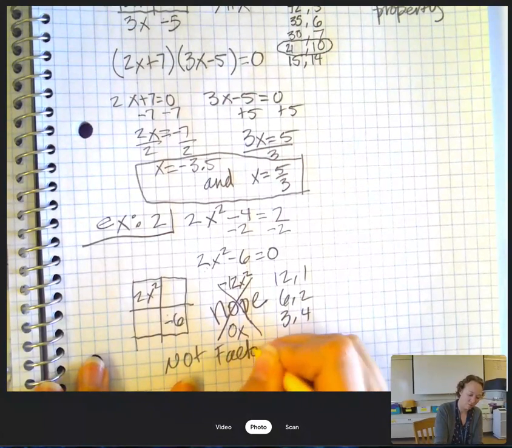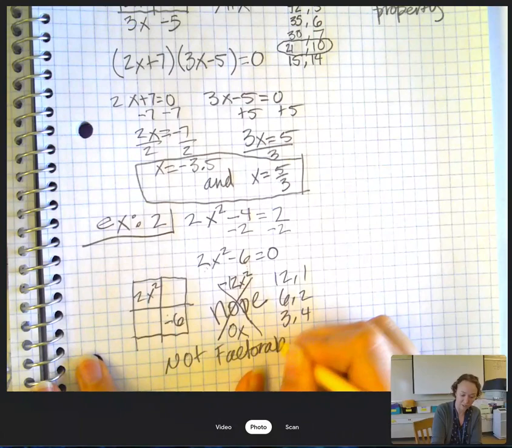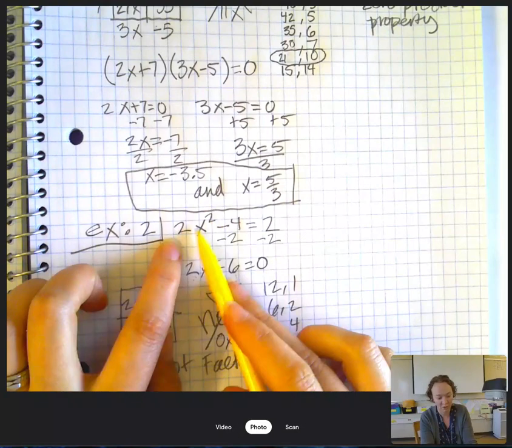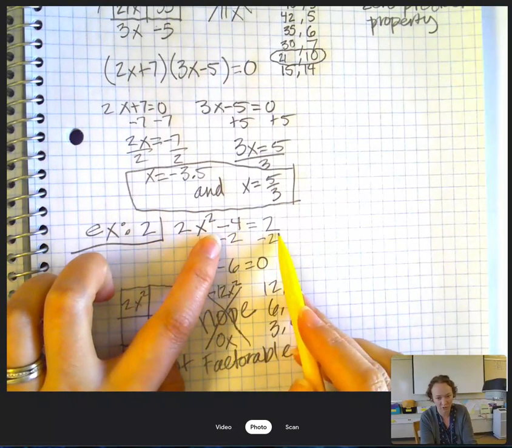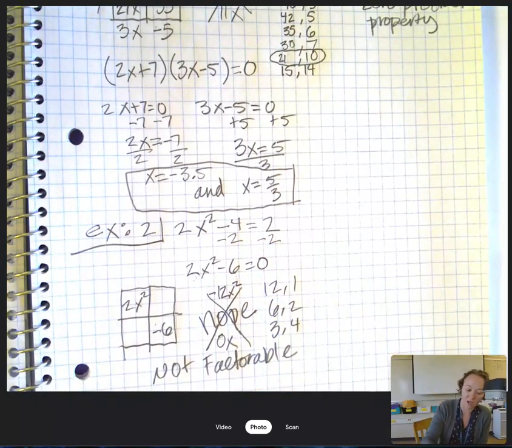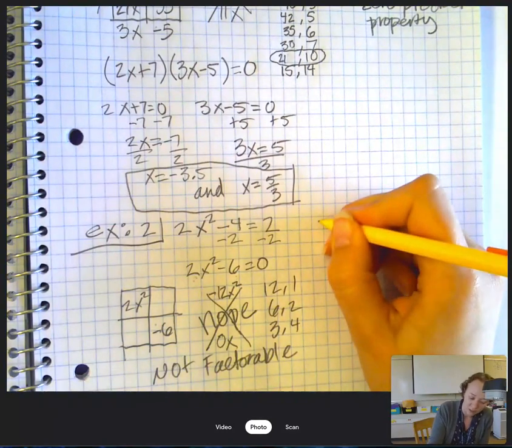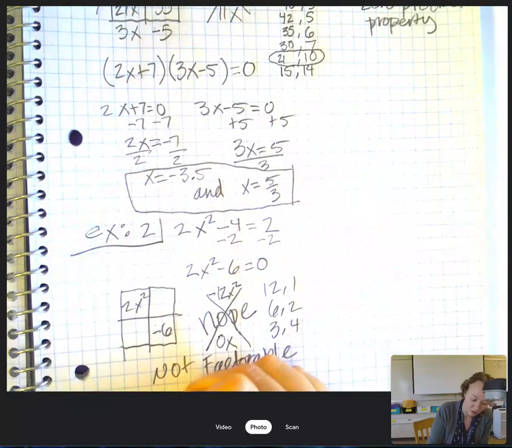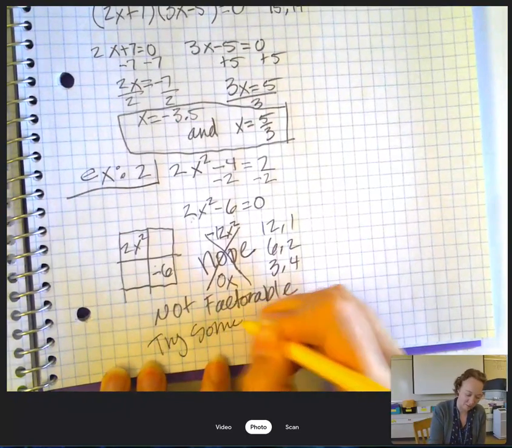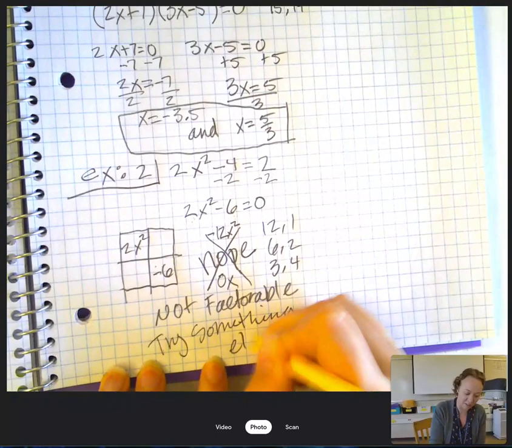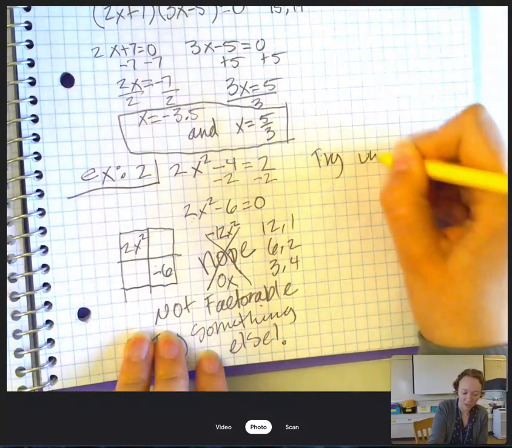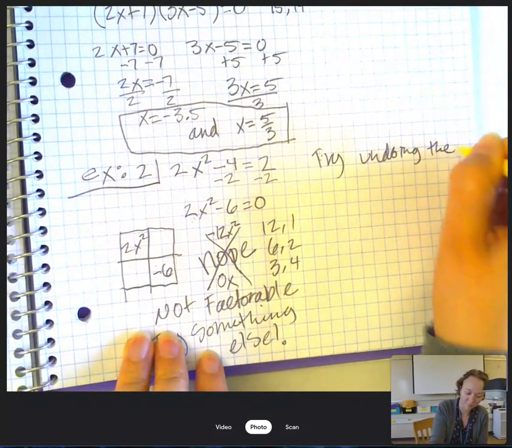Now, before we throw in the towel, though, I still want to solve this equation. Like, I feel like there must be a number that if I squared it, multiplied it by 2, and subtracted 4, I would get 2, right? Like, I feel like there's an answer here. So we also learned how to solve these by undoing the square. So when it's not factorable, we don't just give up. We say, try something else. In this case, we are going to try undoing the square.